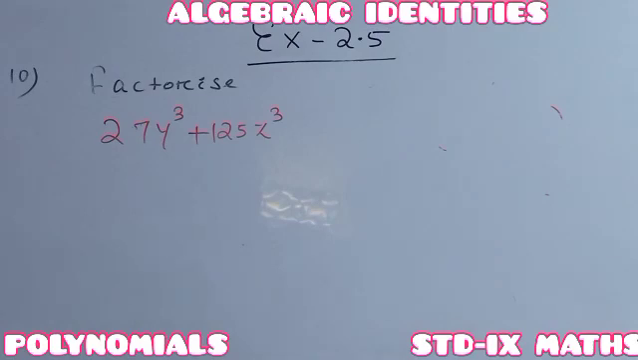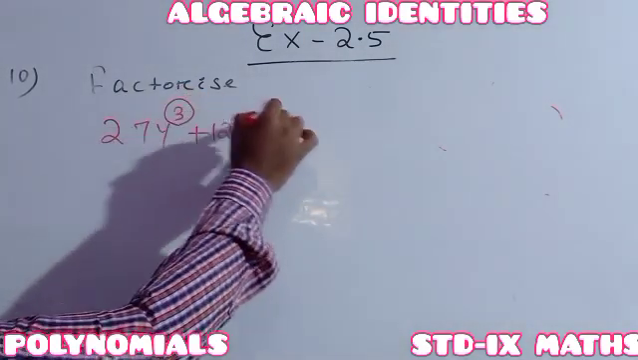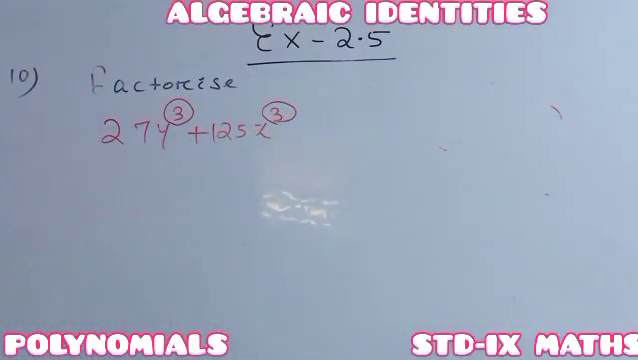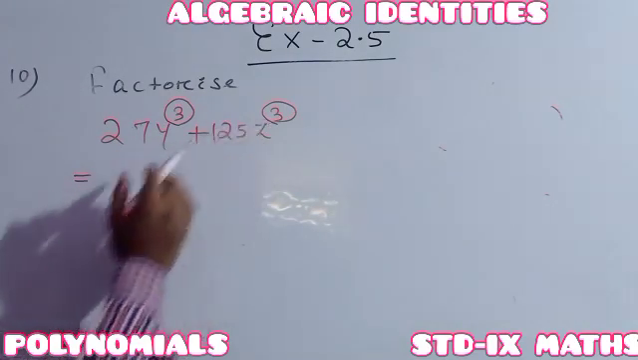See, in this question it is given, you have to factorize. Factorize means it is already in the expansion form. In the expansion, here there are two cubes. Here it is a cube, here it is also a cube. So can we arrange it in the form of x cube plus y cube?